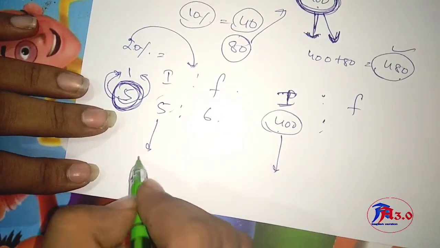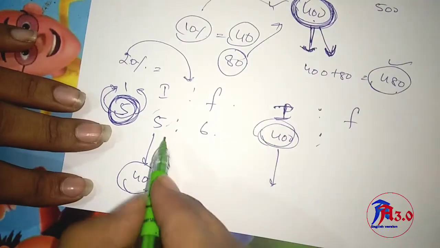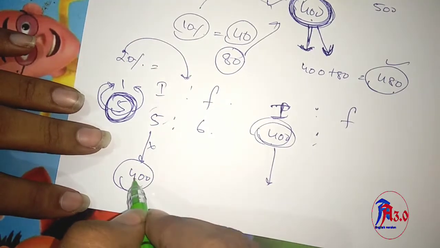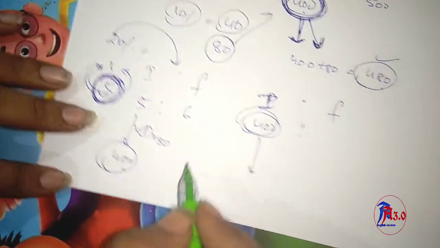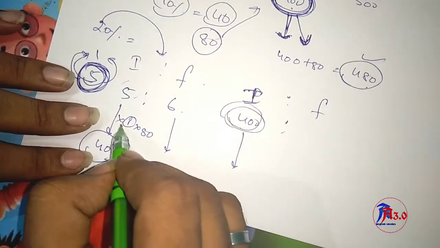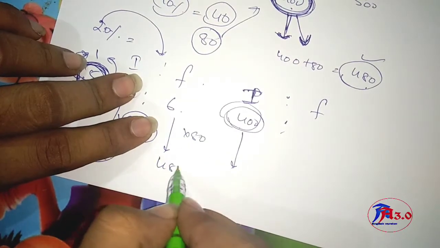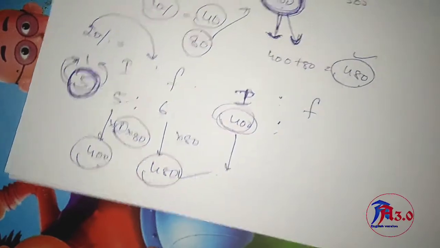So here 5 units is given as 400. The original number is 400. So 5 units is 400, then what about 1 unit? 1 unit value is 80. If 1 unit value is 80, then what about 6 units? 6 into 80 is 480. Answer.